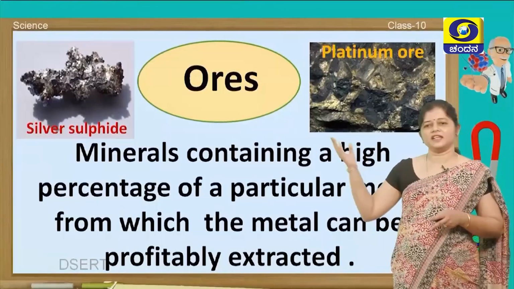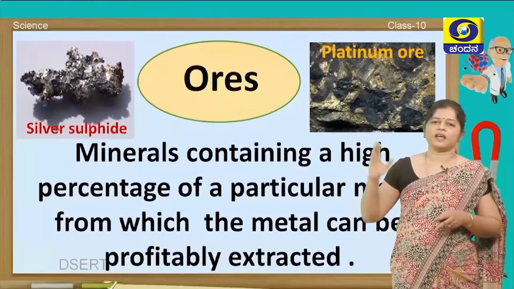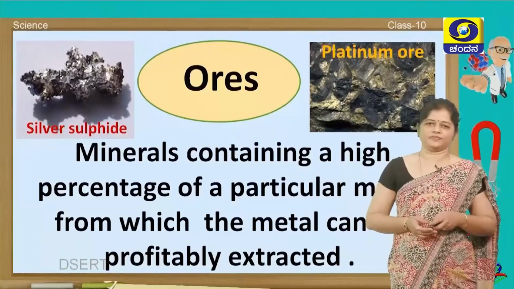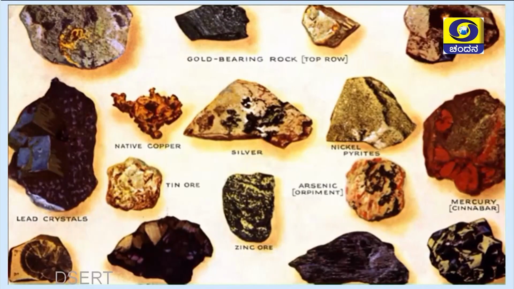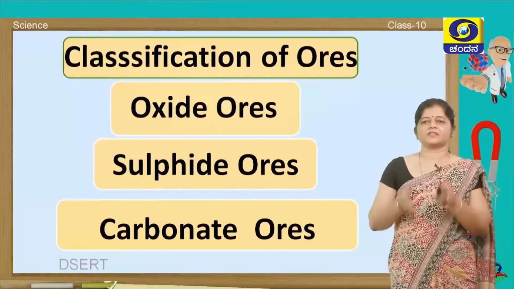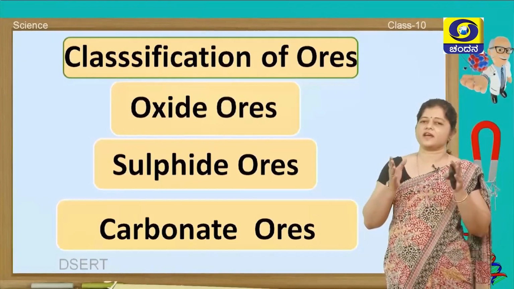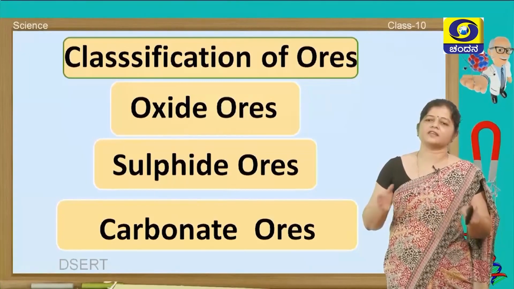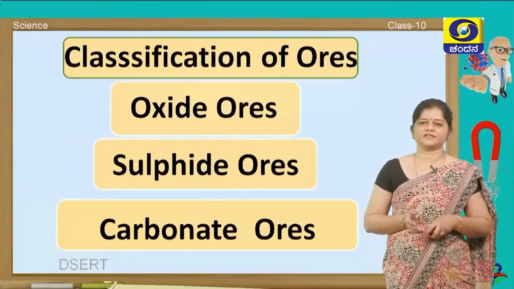You can see here, this is the platinum ore, that is the sulphide ore, and that is the silver ore. You can see there are various ores here, you can just go through them. So, we saw that there are so many ores, and based on their composition, they are classified as oxide ores, sulphide ores and carbonate ores.